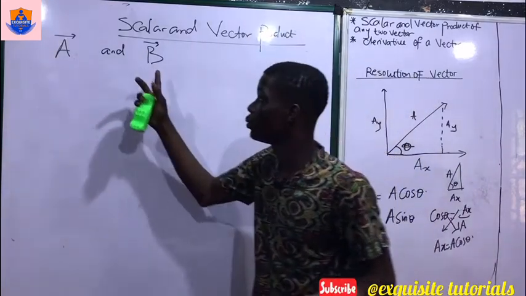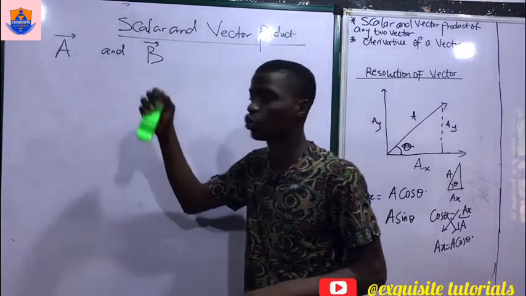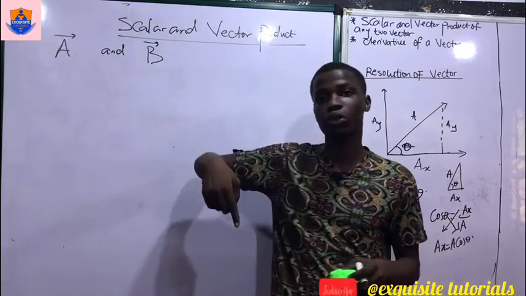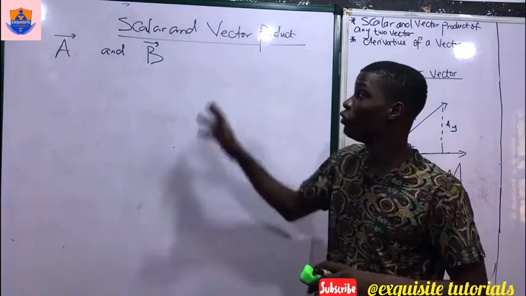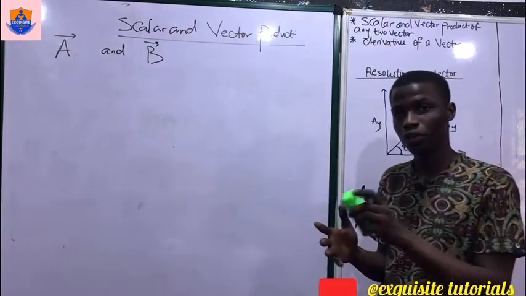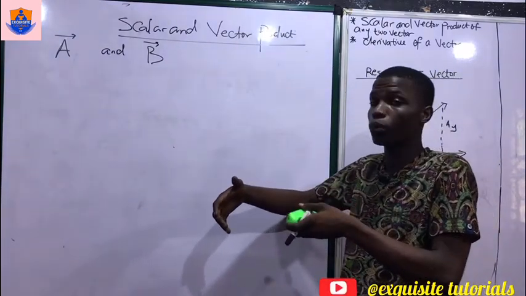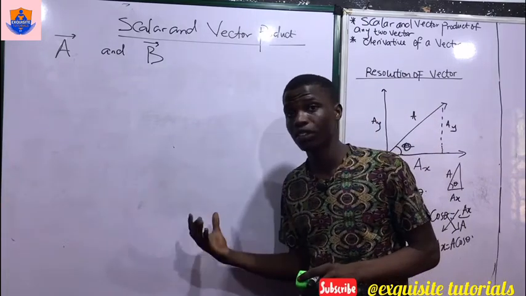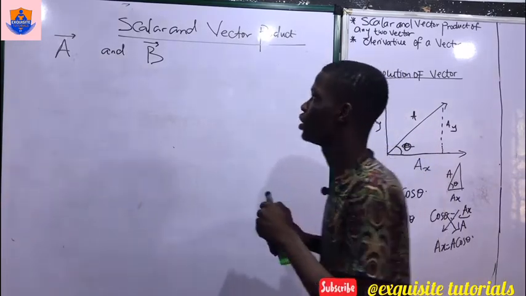So if I'm trying to multiply these two vectors scalarly, at the end of it, the value you are going to get is a scalar, it's not a vector. But if it's a vector product, that is, I'm trying to multiply them vectorly, at the end of it, the value I'm going to have is a vector. So let me show you an example of it.